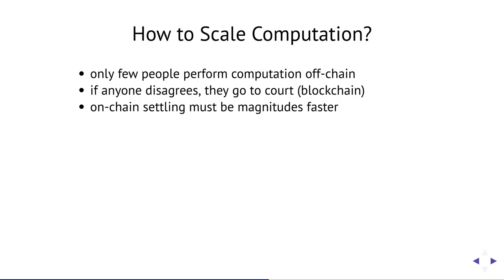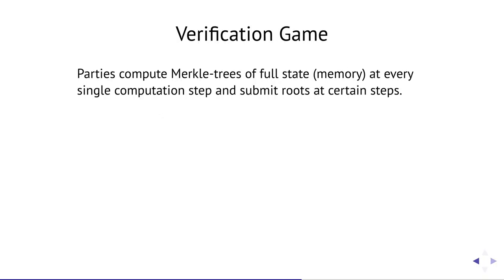And again, the simple solution here would be that the smart contract just reruns the full computation, but that again doesn't scale. So the checking of who was in error has to be magnitudes faster than actually running the computation. Okay, and how do we do that? We use a concept called the verification game. So the key term here is not sampling, but binary search, and we'll see how that works in a minute.